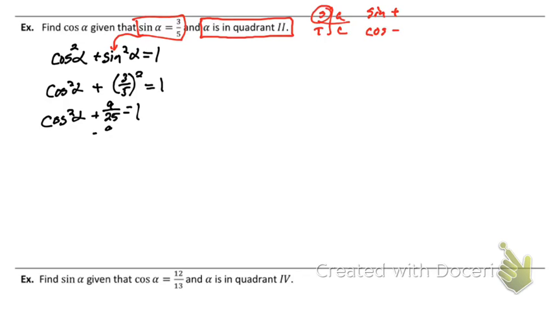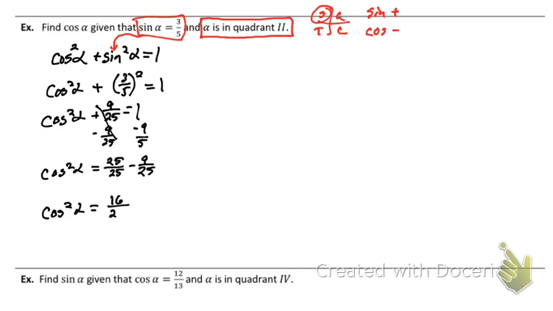Now we're going to subtract 9 over 25 from both sides. That's going to cancel out there, and we're going to be left with cosine squared alpha equals, I'm going to change that 1 to 25 over 25 so I can do the subtraction, and we're subtracting 9 over 25. That's going to leave me with cosine squared alpha equals 25 minus 9, which is 16 over 25. Now we're almost there.